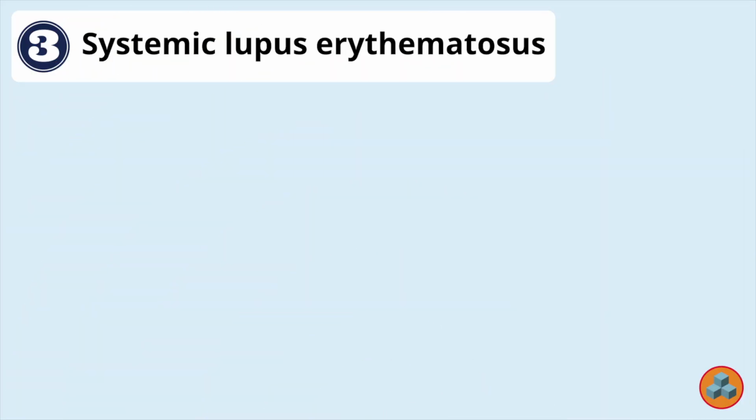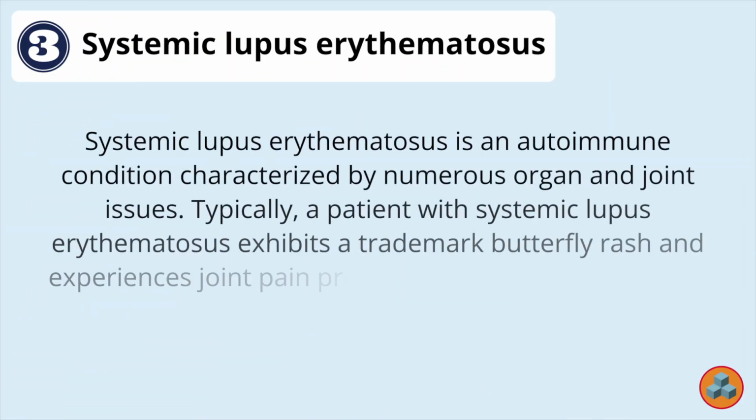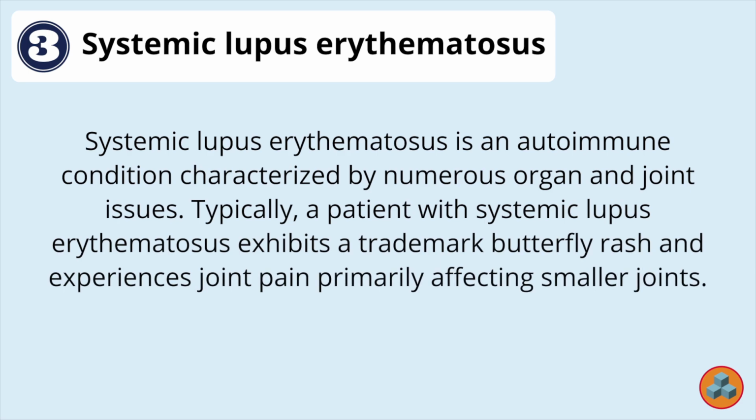Option 3, systemic lupus erythematosus. Systemic lupus erythematosus is an autoimmune condition characterized by numerous organ and joint issues. Typically, a patient with systemic lupus erythematosus exhibits a trademark butterfly rash and experiences joint pain primarily affecting smaller joints. This condition produces an elevated erythrocyte sedimentation rate.